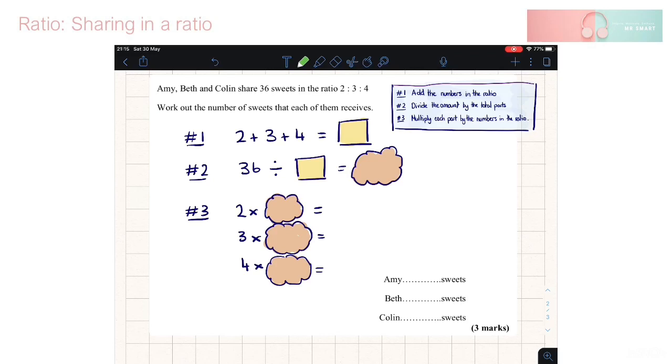So firstly, we're going to add up the numbers 2, 3 and 4, which makes 9. So we're dividing 36 sweets into 9 parts, which means that there are 4 sweets in each part. Then we take those 4 sweets and multiply by 2, by 3 and by 4 to work out how much each person gets. So 2 multiplied by 4 is 8, 3 multiplied by 4 is 12, and 4 multiplied by 4 is 16, meaning that Amy finally receives 8 sweets, Beth receives 12 sweets, and Colin receives 16 sweets.